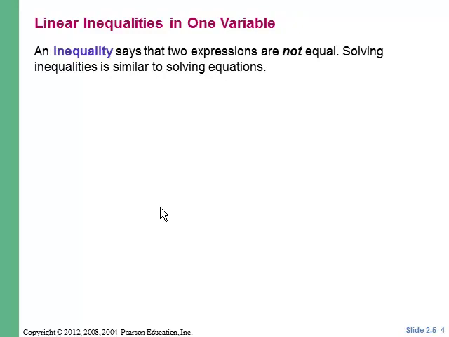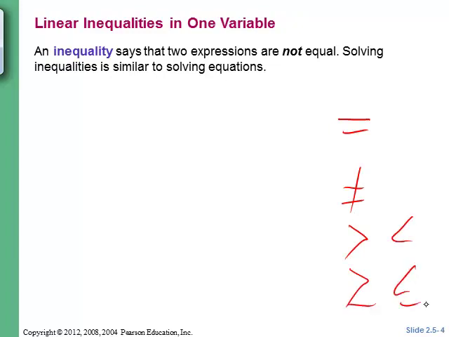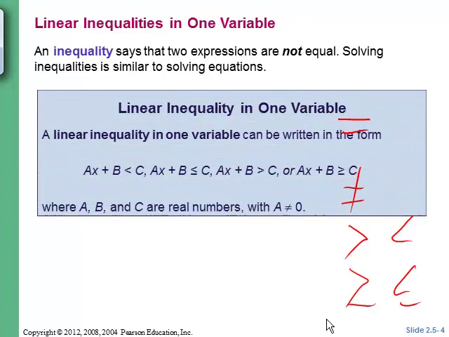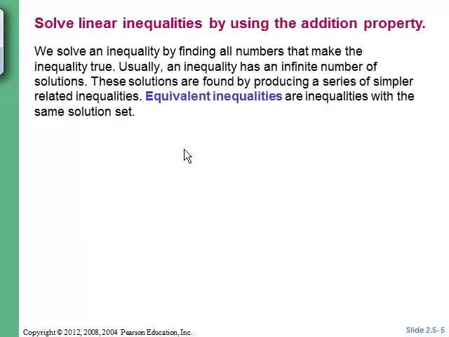All right, so an inequality is anything except equal. So it'd be not equal to, greater than or equal to, less than or equal to. Any of those would be inequalities. One variable, here's the one variable. Remember, A, B, and C are real numbers. Okay, so we want all the numbers that make the inequality true.